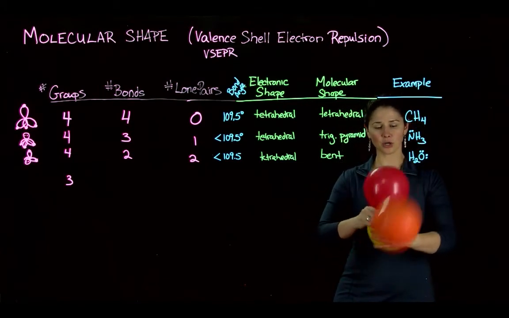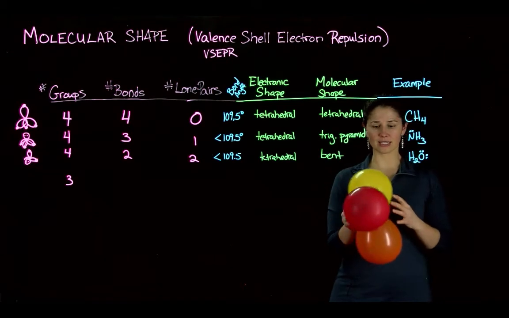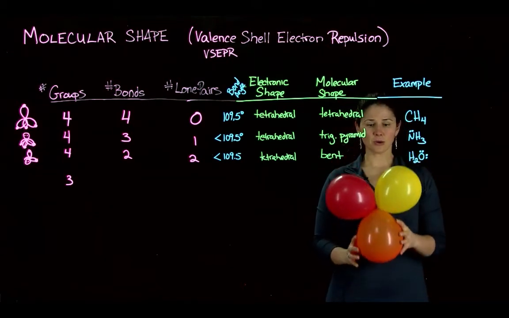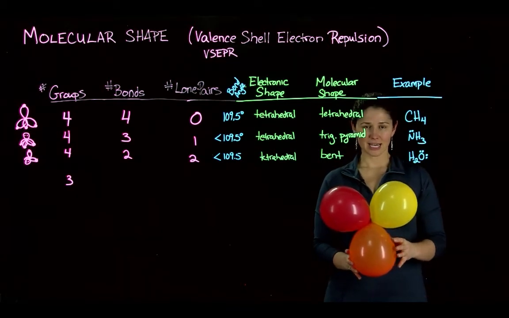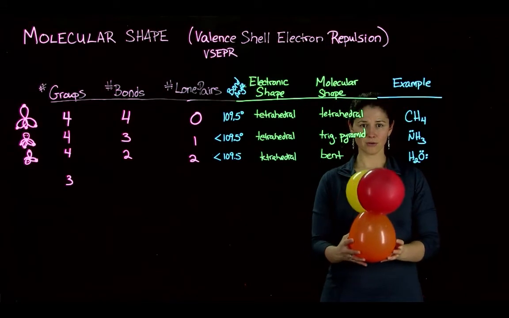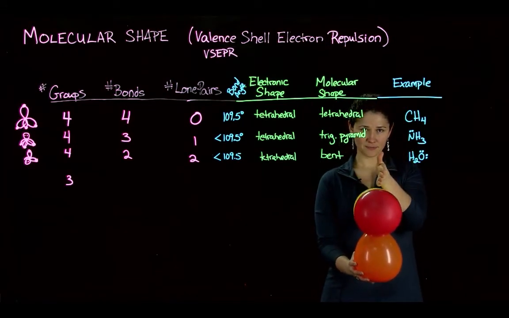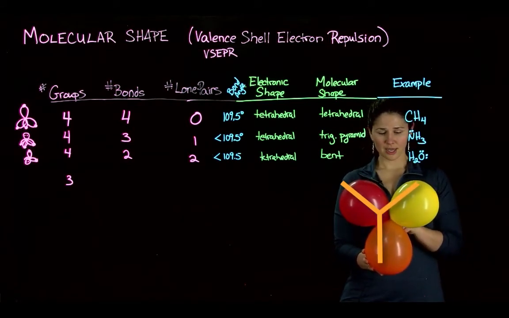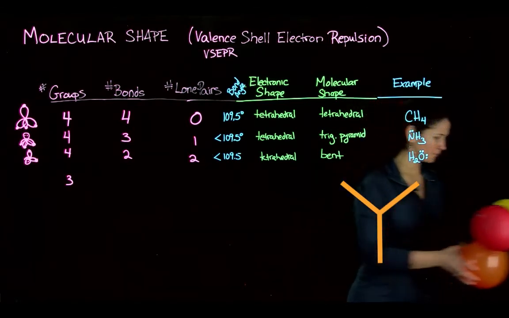Once again, they'll try to get as far away from each other as they can, but now they're kind of a flat shape. This is what we call a trigonal plane. It's planar, like in the plane of the board right now, or now in this plane. So it's trigonal because there's 3 spokes, and it's planar because it's in a plane.